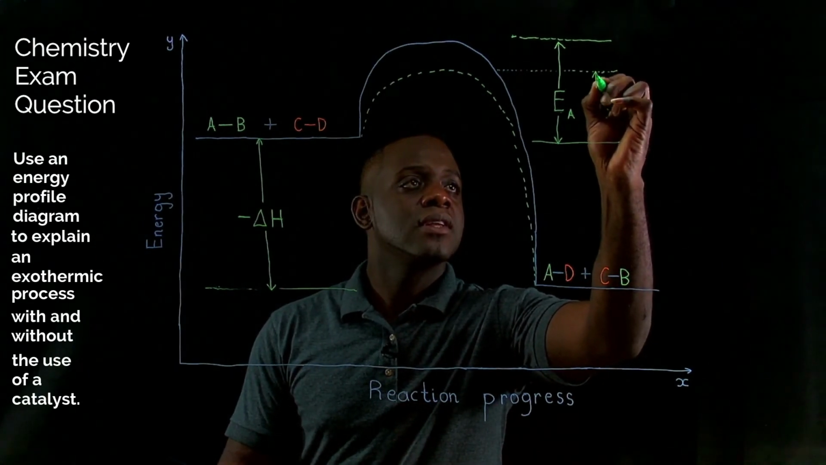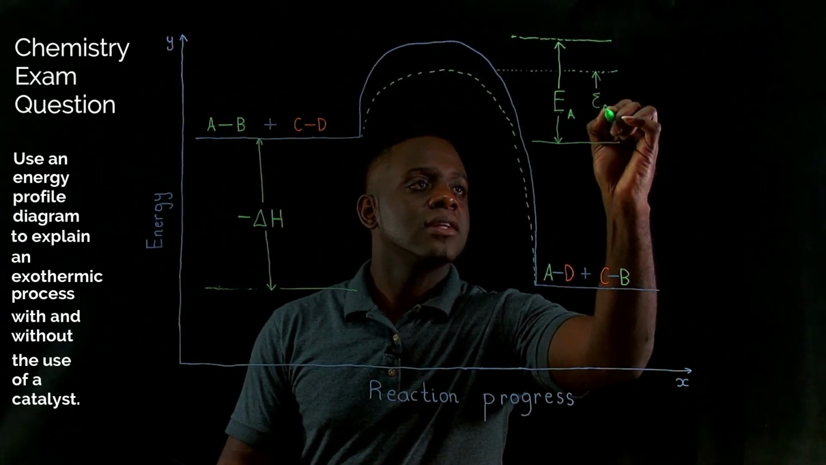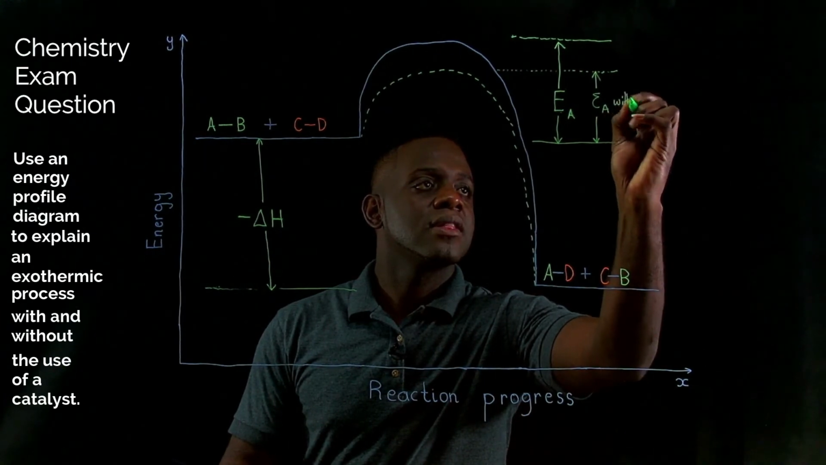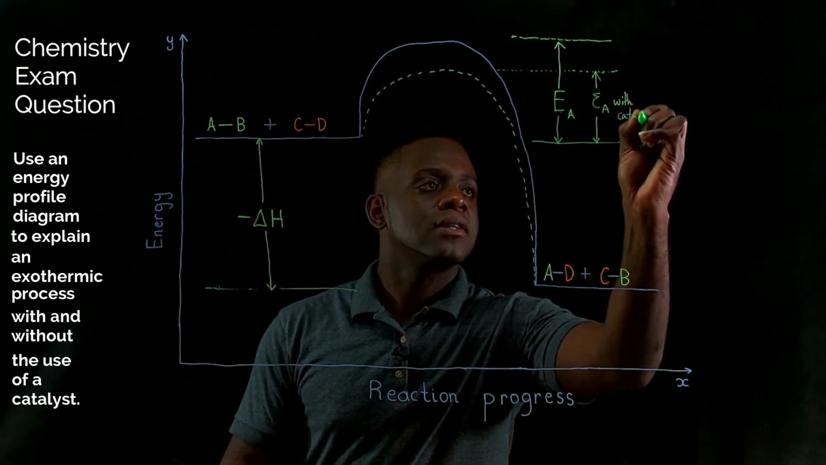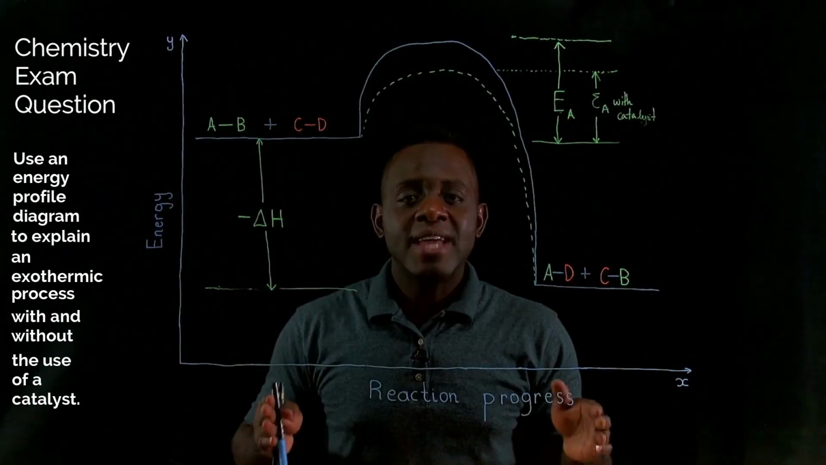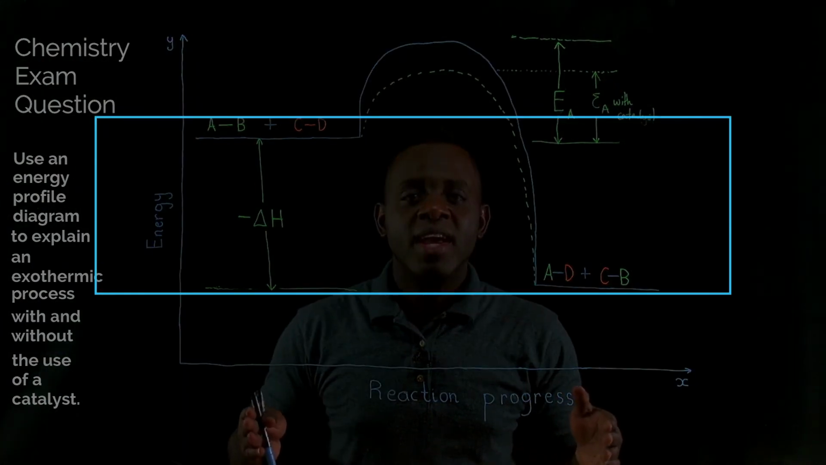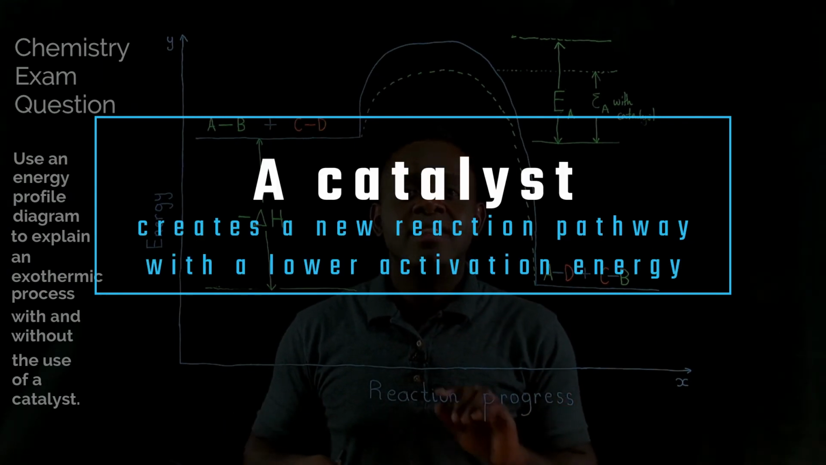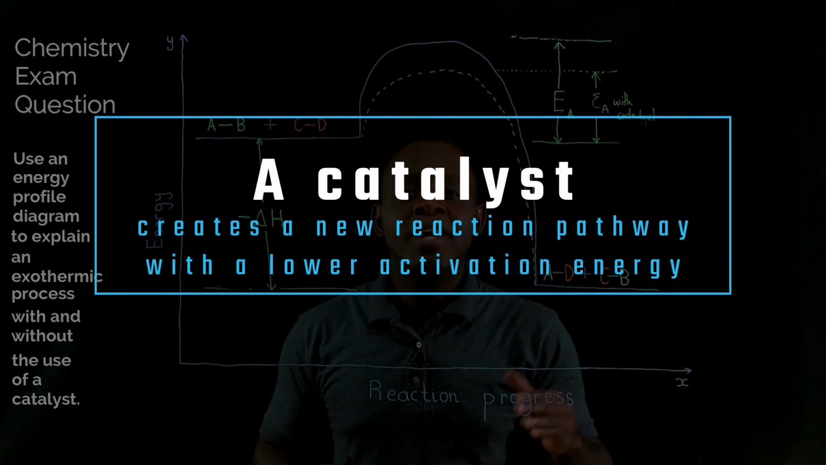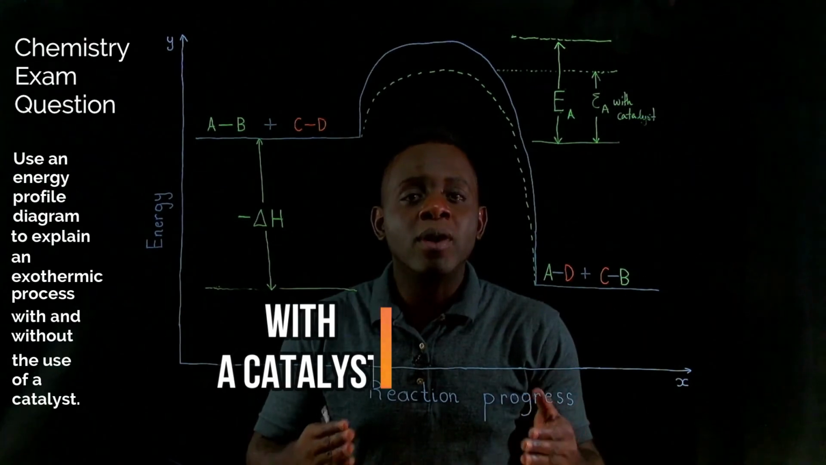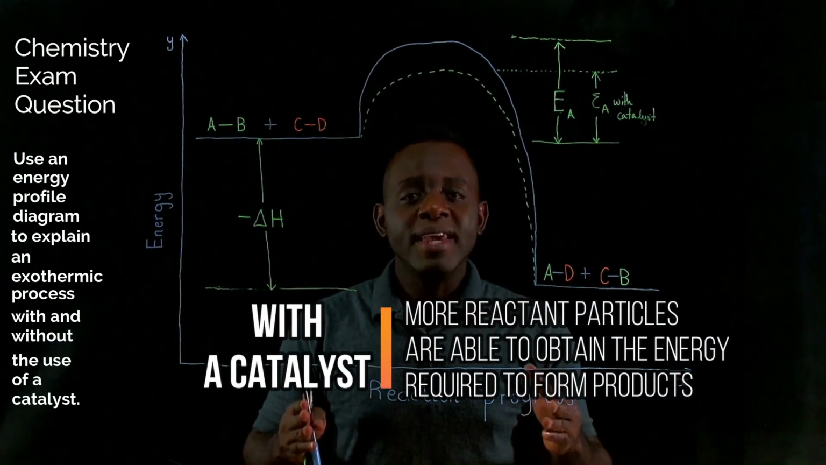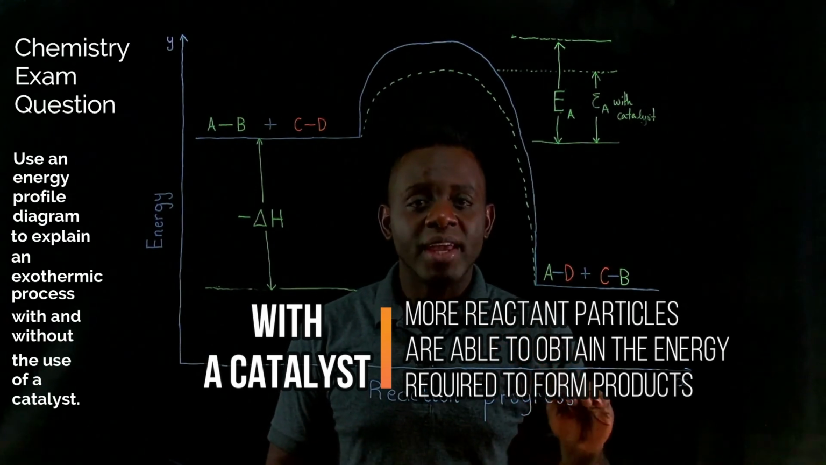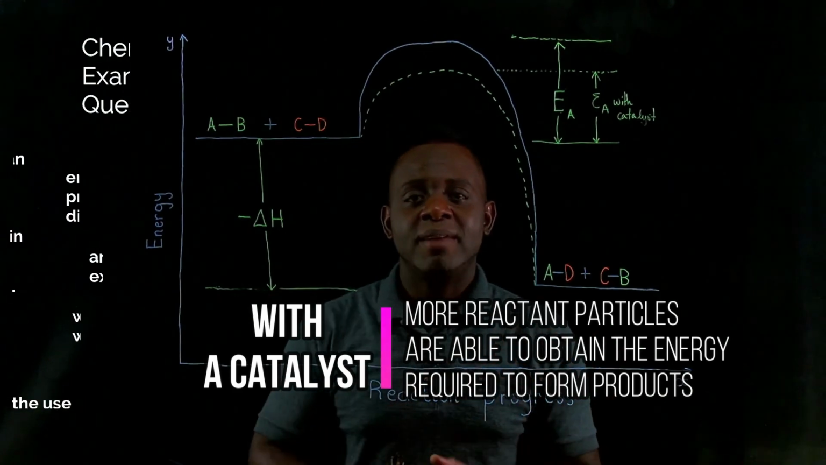So let's indicate our activation energy with catalyst. And that special thing that the catalyst is doing is creating a new pathway for the reaction to occur, and that new pathway has a lower activation energy. So more of the reactant particles will be able to attain that minimum amount of energy required for their bonds to be broken so that new bonds can be formed.